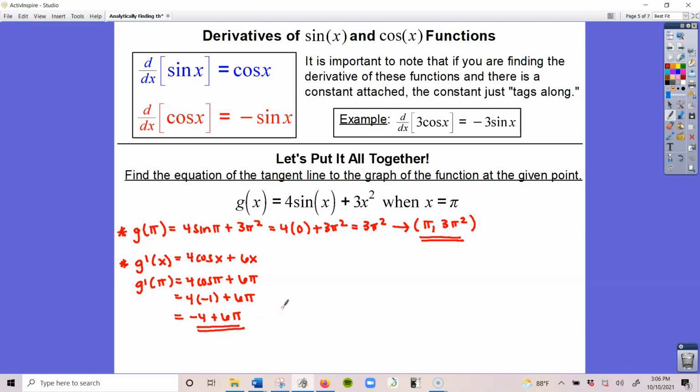So now to write the equation of our tangent line. Remember, the equation of the line is y minus y1 equals m times x minus x1. This is my x, this is my y, and then this is the m. So we're going to write our equation. It would be y minus 3 pi squared is equal to my slope, which is negative 4 plus 6 pi, times x minus x1, which is pi. And this would be my answer.